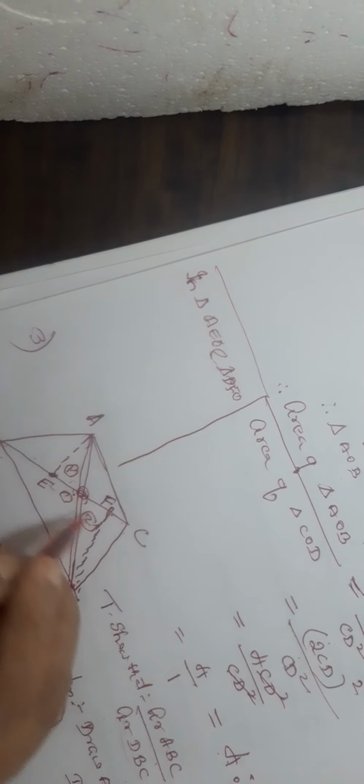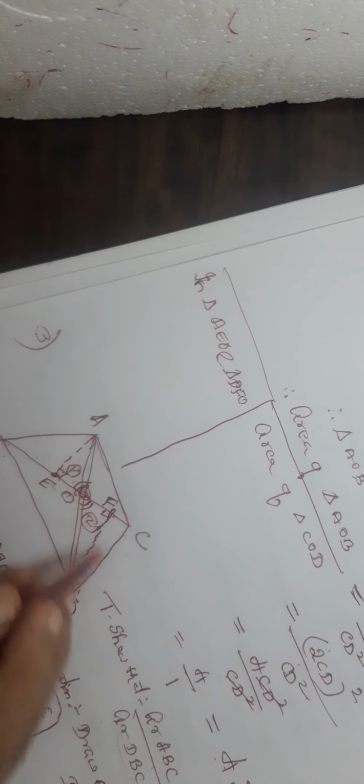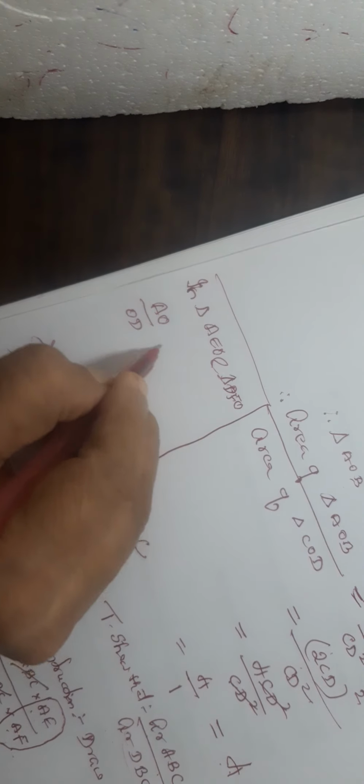See here now, equal angles, these 2 are equal angles. This is 90 degrees. So 90 degrees angle, which are the sides? AO by OD. See, I can prove that they are similar, and after similarity I can show this. AO by OD is equal to AE by DF, because vertically opposite angles, opposite sides are AE and DF.